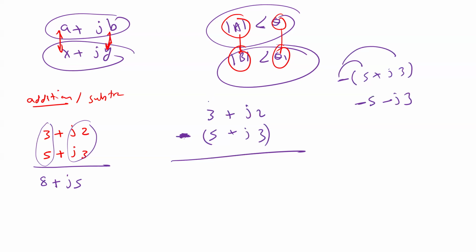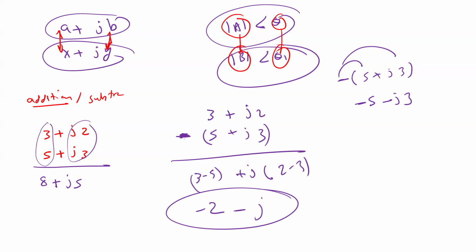So now this one should be 3 minus 5. This is the real part. You subtract real from real and imaginary from imaginary. Okay, and then here you have j, and here you have 2 minus 3, which is negative 1, so minus j. So the result is negative 2 minus j.